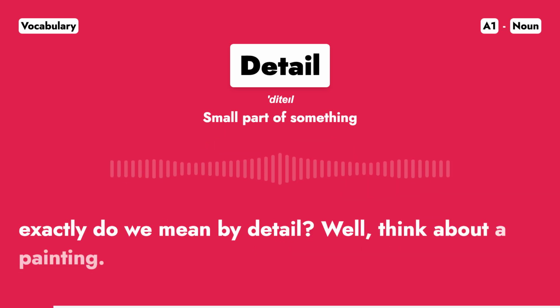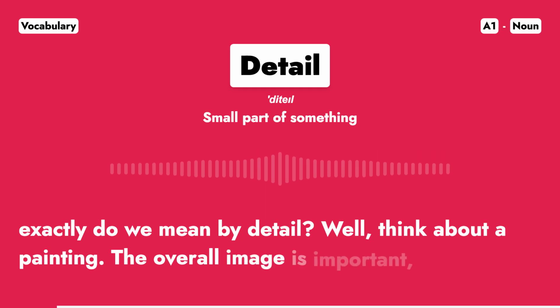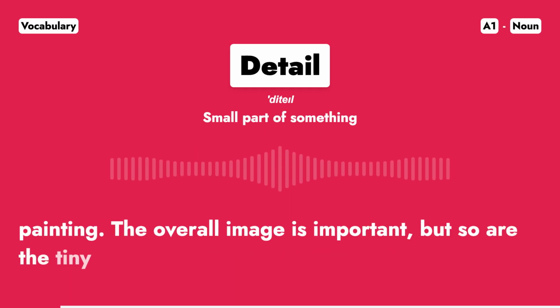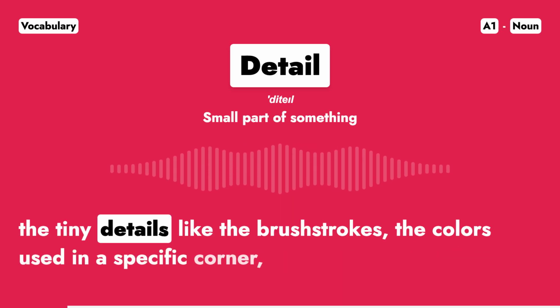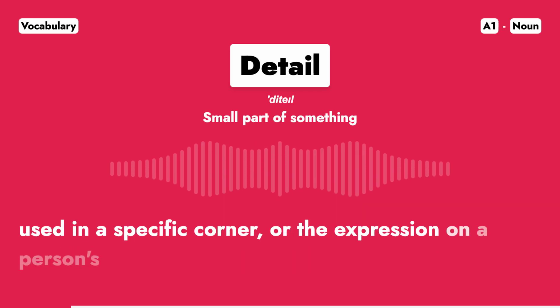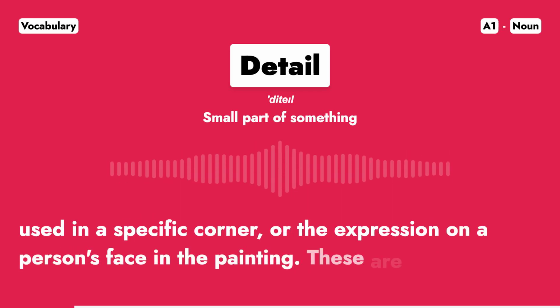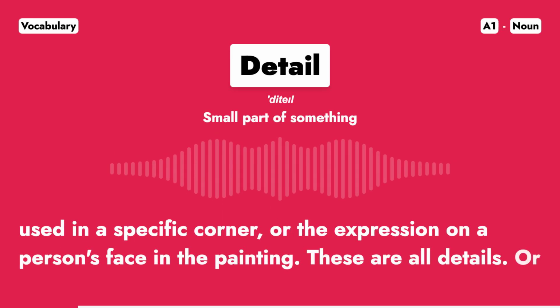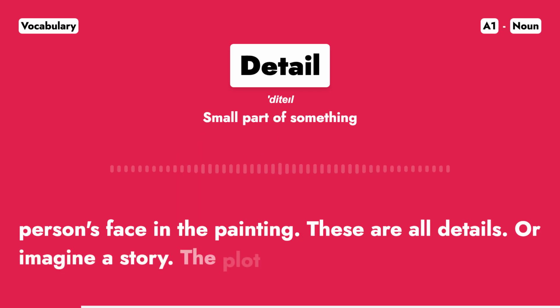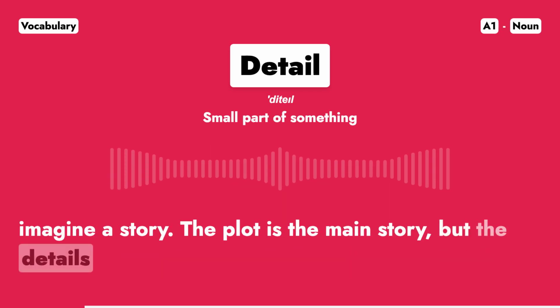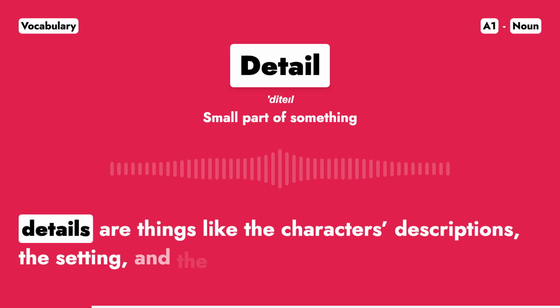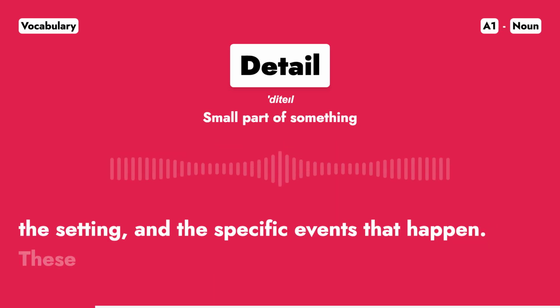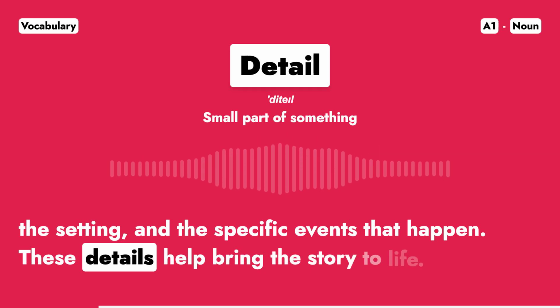Well, think about a painting. The overall image is important, but so are the tiny details like the brushstrokes, the colors used in a specific corner, or the expression on a person's face in the painting. These are all details. Or imagine a story. The plot is the main story, but the details are things like the characters' descriptions, the setting, and the specific events that happen. These details help bring the story to life.